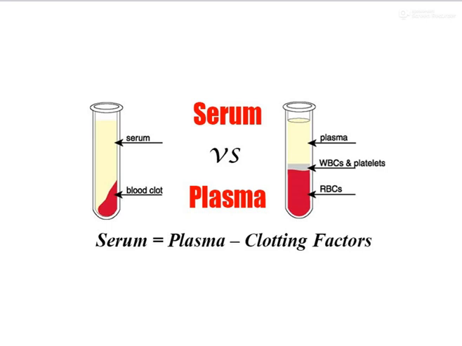Now, the same blood, if you allow it to clot, you can see that the WBC, platelets as well as the RBC will form a clot. They will get clotted and will be found at the bottom of this particular tube, and there would be a fluid portion remaining. That is referred to as the serum. So, serum is nothing but plasma minus the clotting factors. Whether it is serum or plasma, it does contain the antibodies which are produced by the B lymphocytes.